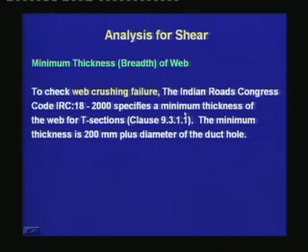To check web crushing failure, the Indian Roads Congress Code IRC 18-2000 specifies a minimum thickness of the web for T sections. In clause 9.3.1.1, the minimum thickness is 200 millimeters plus the diameter of the duct hole. To check the web crushing failure which occurs for a flanged section with thin webs, the code specifies a minimum thickness of the web equal to 200 millimeters plus the diameter of the duct.